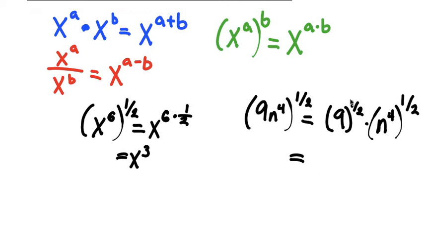We know that to the power of half means square root, and the square root of 9 is going to be 3 times n. And when we have an exponent to an exponent, we multiply them together. N to the power of 4 times half. Half of 4 is 2. So this will be 3n to the power of 2.